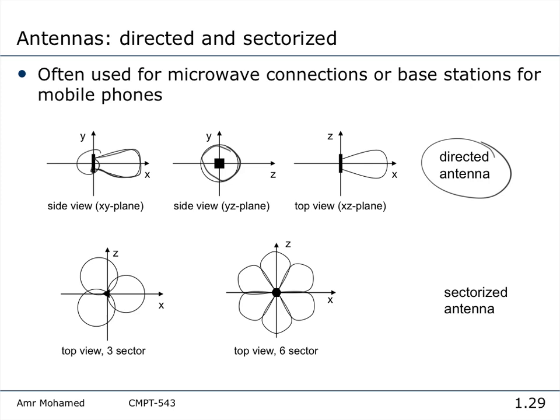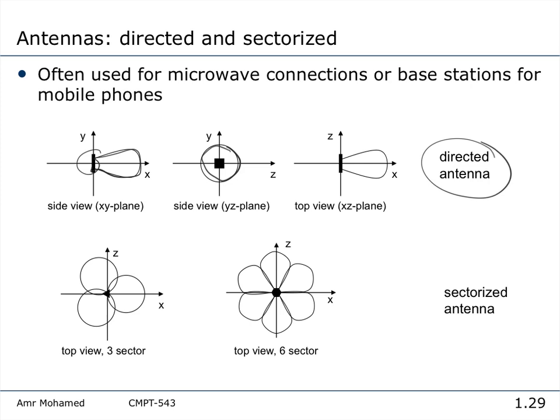So the most important thing is that it's directed. It's directive. It's not isotropic. Sometimes we call this omnidirectional in the 2D plane, but not in 3D. Omnidirectional means that it radiates in a homogeneous shape, but this is only in 2D, not in 3D. The 3D one is called an isotropic antenna.